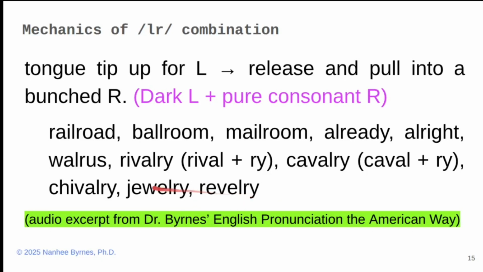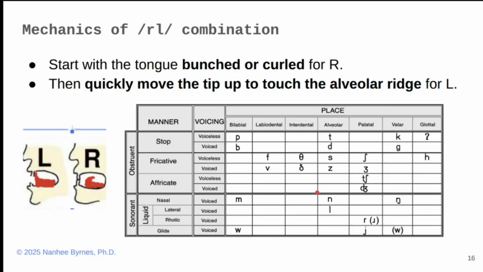The R sound actually begins the next syllable, so it is a pure consonant on its own. This is why the tongue must move cleanly. L ends one syllable, R starts the next. Now, let's look at the RL combination pronunciation, where R comes before L. The tongue moves the opposite way of the LR combination. First, the tongue is bunched or curled for R. Then, the tip quickly moves forward and up to touch the ridge for L. And these are words with RL combination.